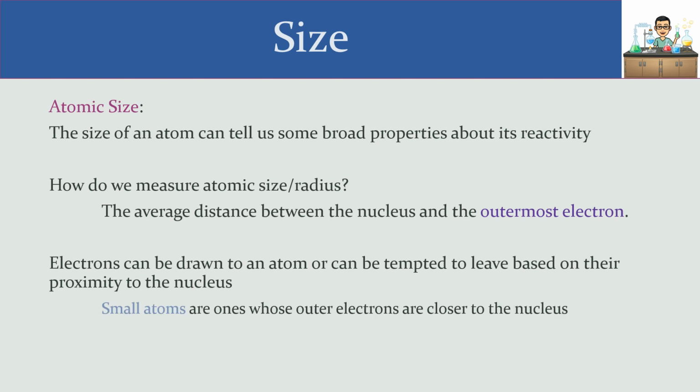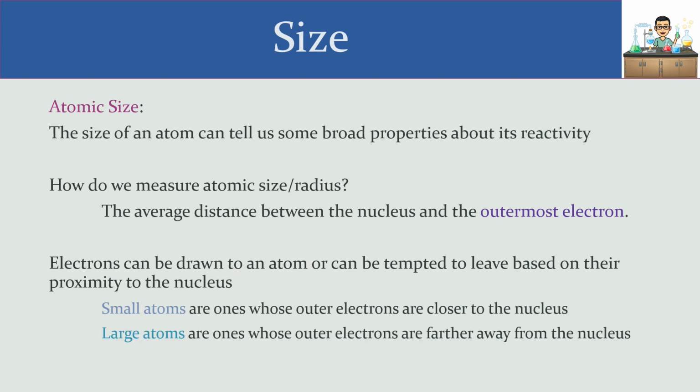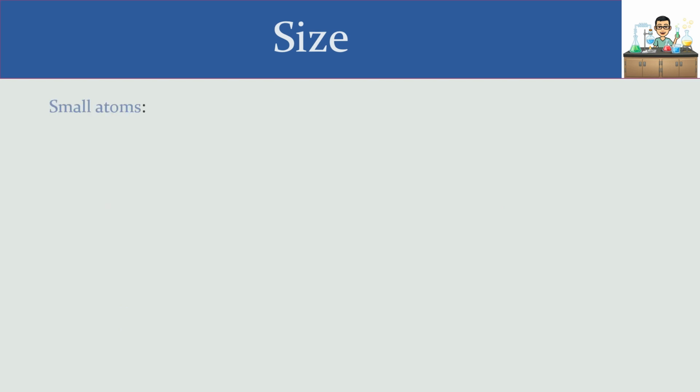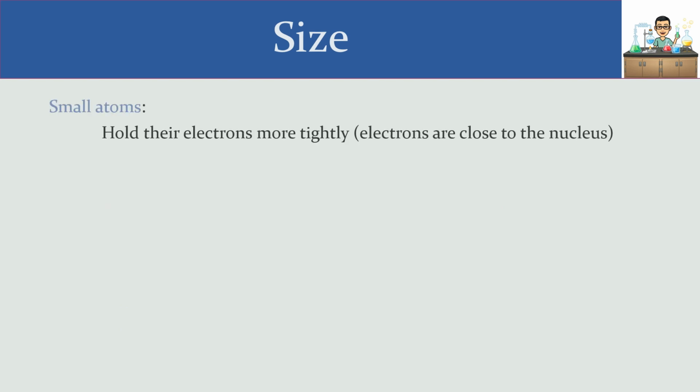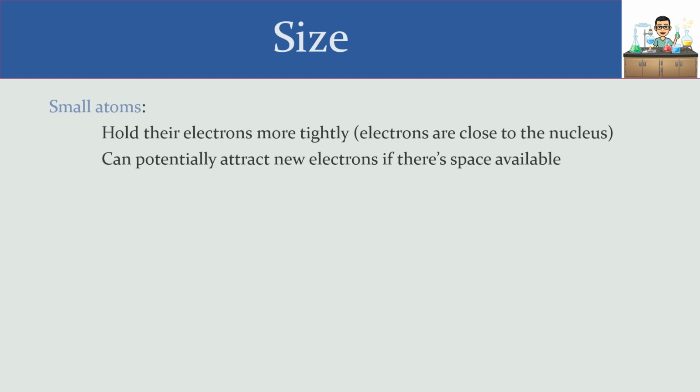So smaller atoms, by definition, are ones in which the electrons are close to the nucleus. That's the reason that we're saying that they're small. And because those electrons are close to the nucleus, they're closer to the thing that's attracting them. Large atoms are ones whose outer electrons are a lot farther away, and those are the ones that are going to be more tempted to leave. So small atoms are going to hold on to their electrons more tightly.